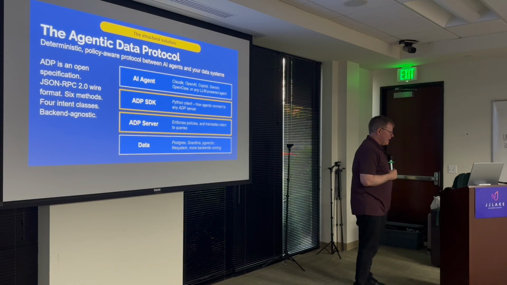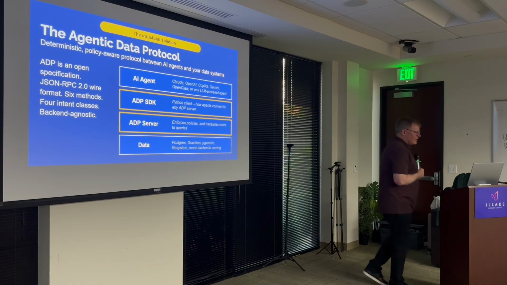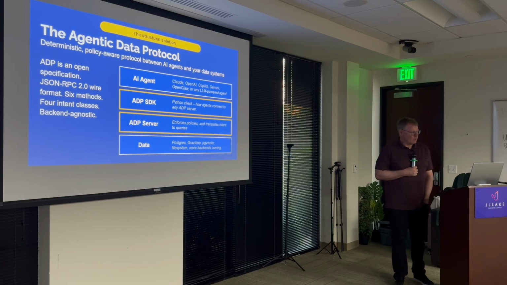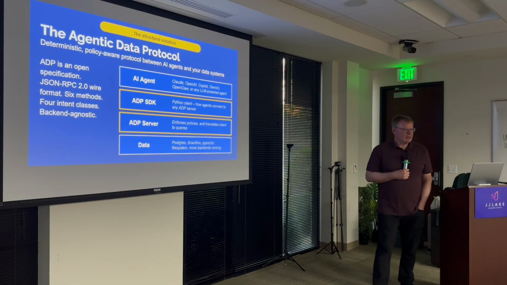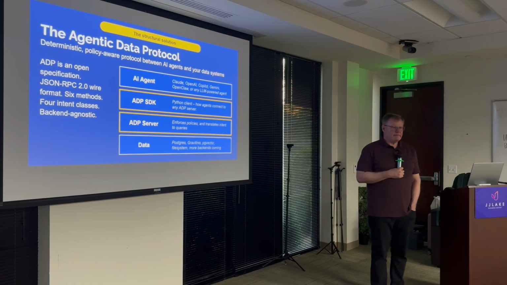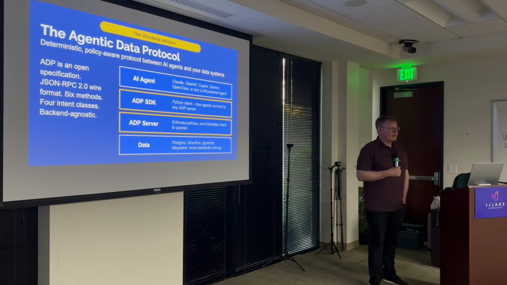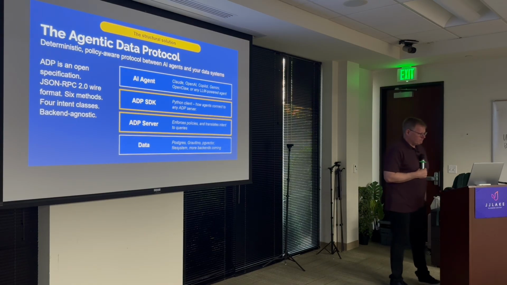Now, ADP has a couple of components. Underneath your AI agent is a client and a server that all the SDKs would speak to, and then your data is underneath. Right now, in its present form, it's a JSON 2.0 RPC kind of wire format. But in the future, we've already announced that we're going to make it into an MCP interface, so you can have an MCP tool that exposes each one of the 6 methods that are in ADP.